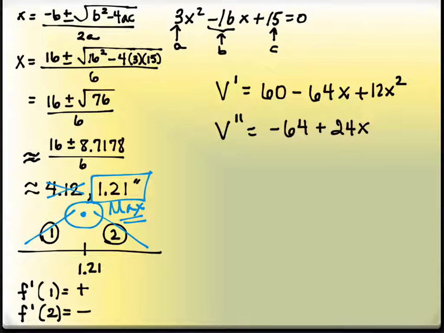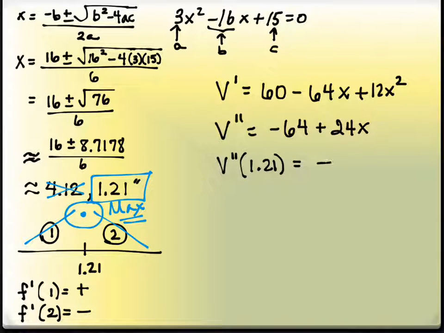Right? We don't set it equal to 0 because we're not concerned about the concavity. Setting it equal to 0 gives us information about concavity and points of inflection. We just plug in the critical point, the 1.21 into this. Okay. And what we want to know is if that gives us a positive value or negative value. So what do we get when we plug in the 1.21 into the second derivative?